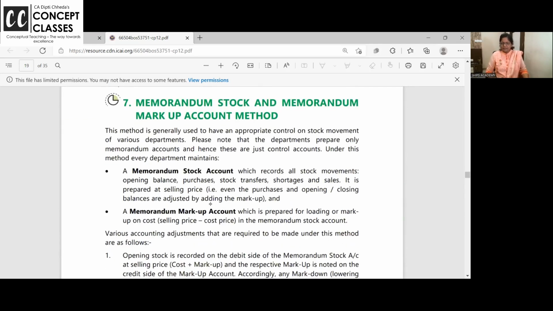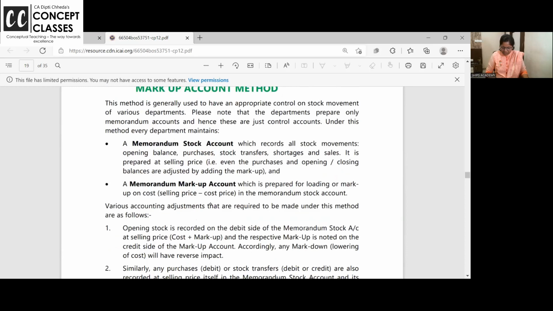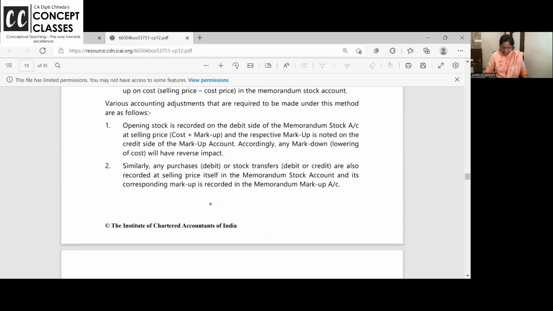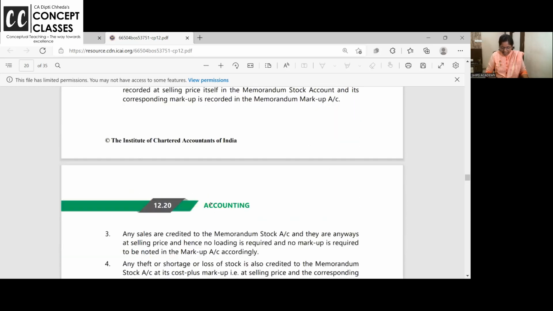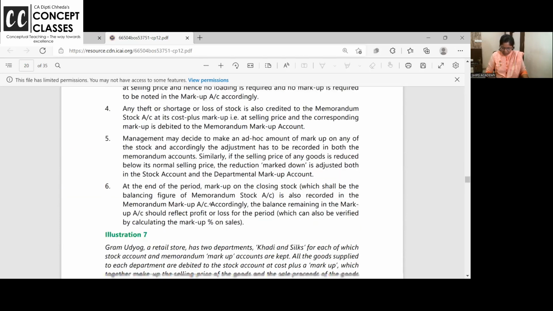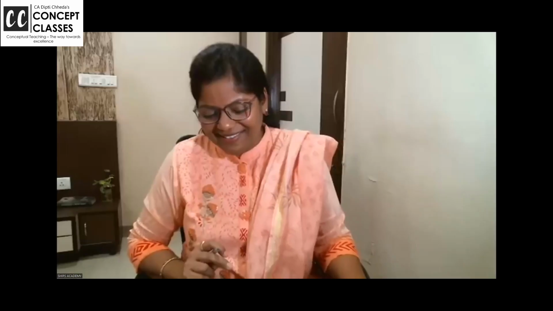ठीक है? Clear to all of you? Right. Let us begin with the concept of memorandum stock and markup method. 12 marks, 8 marks, एक आधे बार 20 marks के लिए भी पूछा है और बहुत easy है. There's a promise you have to do before we start.